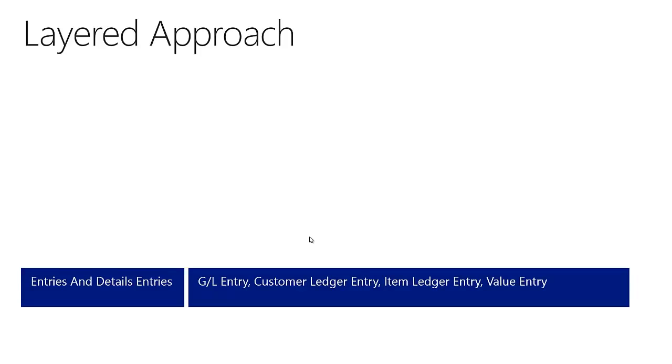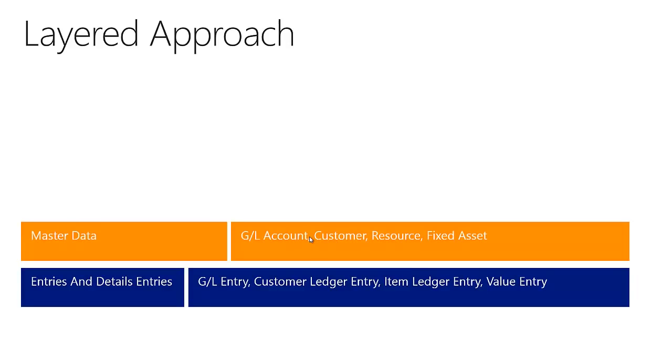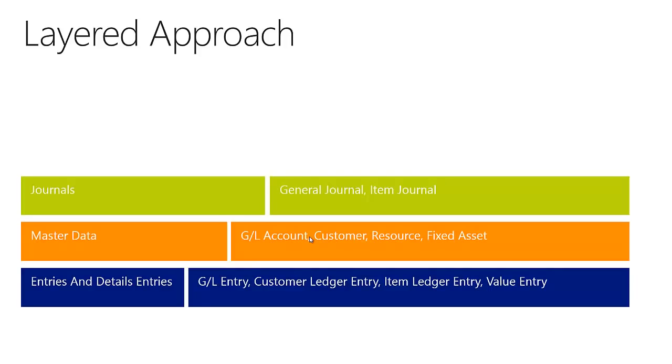Another way of looking at the application is by putting it into a layered model. At the bottom of the model, we find the entry and detailed entry tables that contain historic information, which are linked to the second layer, where the master data exists. Examples of this master data are GL accounts, customers, resources, and fixed assets. The entries are created using journals, which is our third layer.